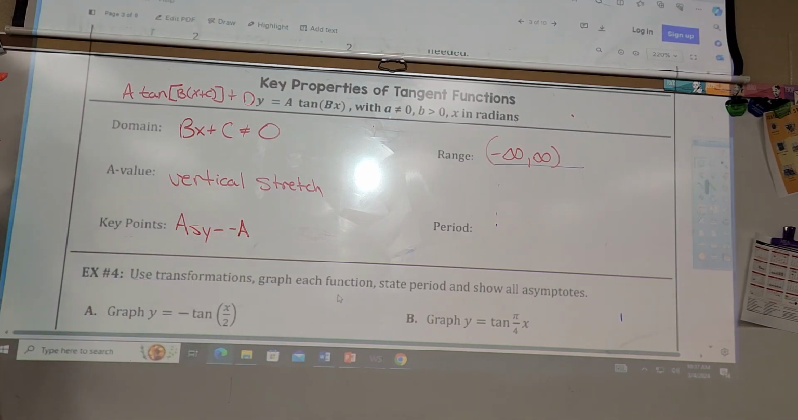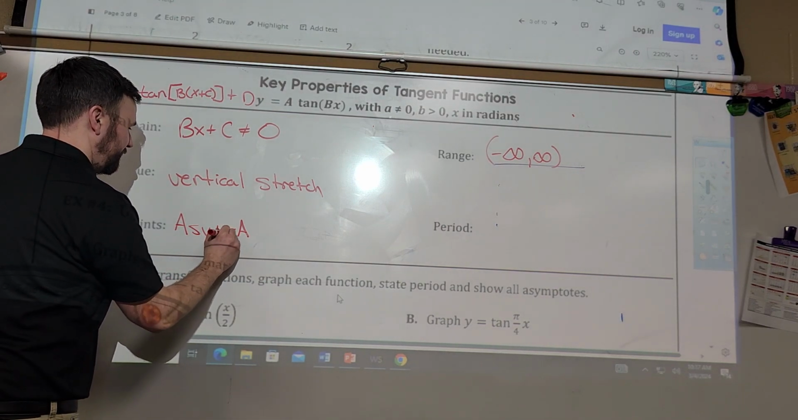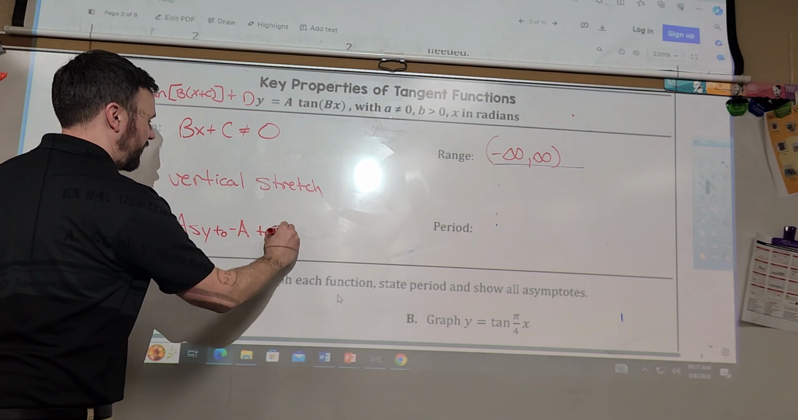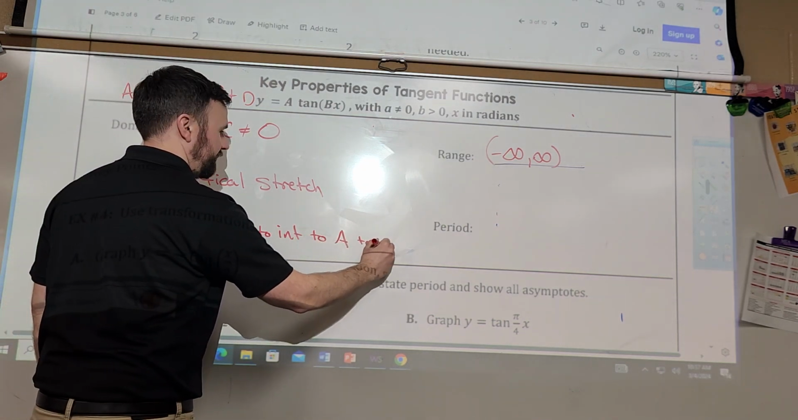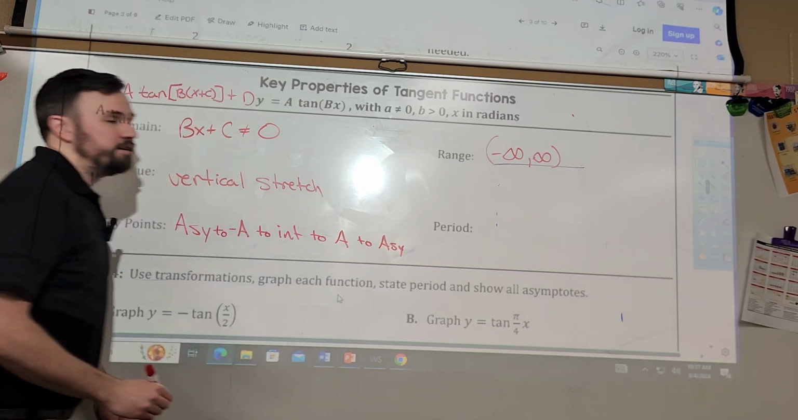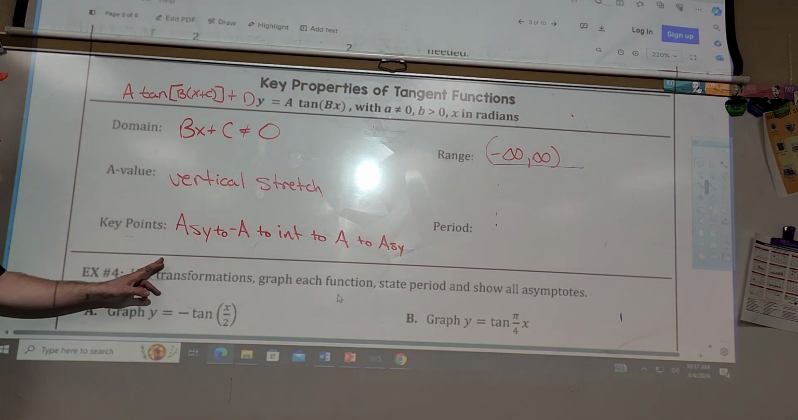Negative A will give me my low point. Whatever my A is will tell me how far down or up I'm going to go for that low point. Do you know what I'm saying? Asymptote to negative A, to intercept, to A, to asymptote. So now if I had a number in front of tan, I can graph it really quick.